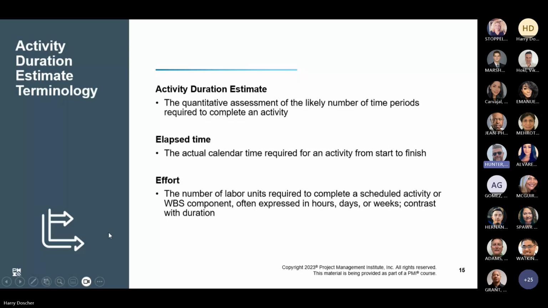Predictive activity duration estimates. All right, they have a formal definition here. A quantitative assessment of the likely number of time periods required to complete an activity. Or in other words, how long is it going to take to get this activity done? Okay.